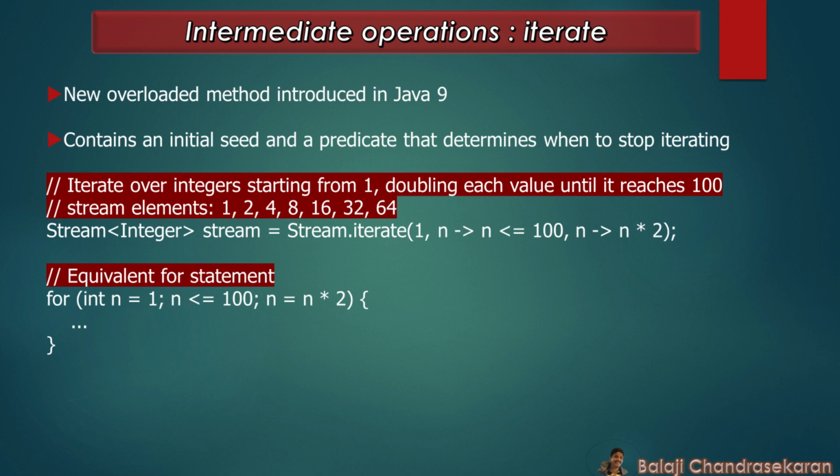The iterate method is equivalent to the implementation done using the for loop statement. This enhanced version of iterate provides a more concise and expressive way to create streams with a predefined iteration logic and termination condition.